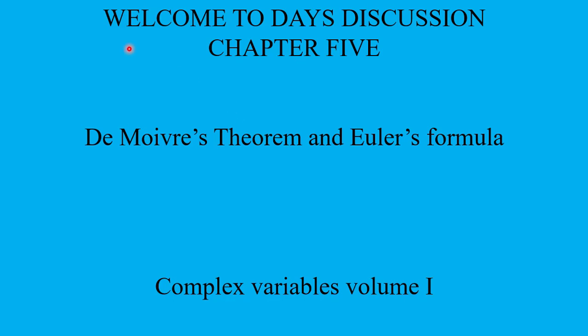Once again, welcome to today's discussion of our chapter 5, and that is the Moivre's theorem and the Euler's formula, which is still under complex variables, column 1.